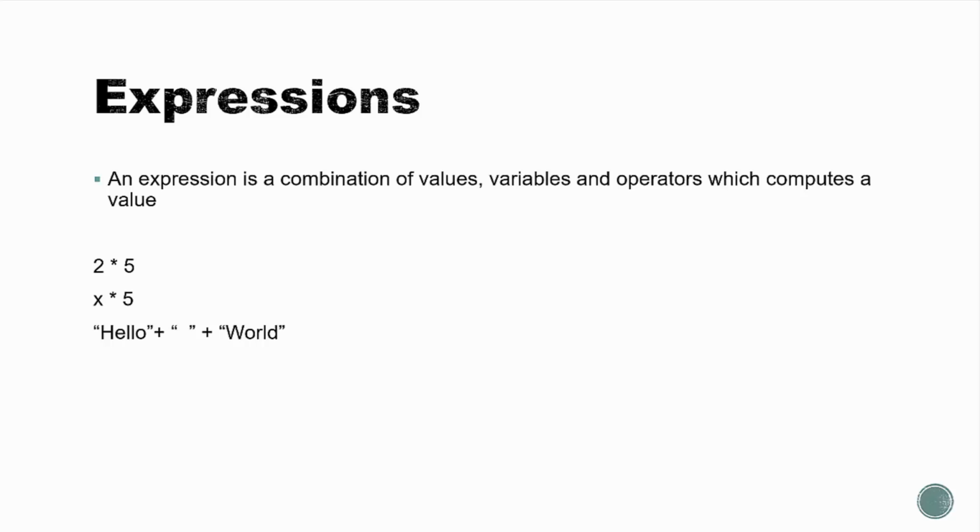Now, an expression is just a combination of values, variables, and operators which computes a value. So any of these are expressions, 2 times 5. You can also have variables, x times 5, and strings. So here we're saying hello world. And the plus sign is used to concatenate. You can concatenate strings or JavaScript, whether it's a variable or a function, whatever it may be.